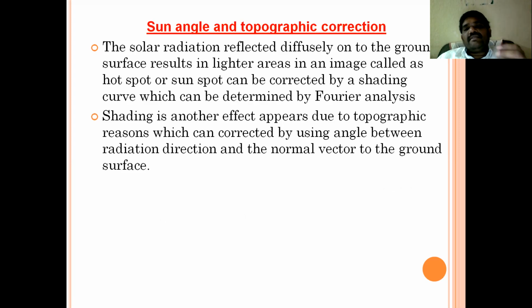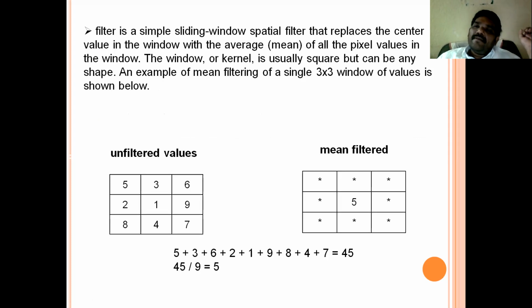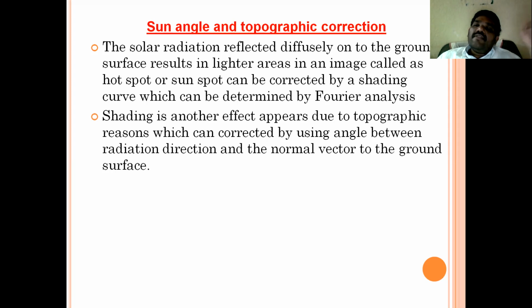See, we have seen just now topographic correction. In the first case, we have seen a shading curve being estimated. Here, we use an angle between the radiation direction and the normal vector to the ground surface. An angle between the radiation direction and the normal vector to the ground surface can give the information on how to overcome this shading effect on the images.